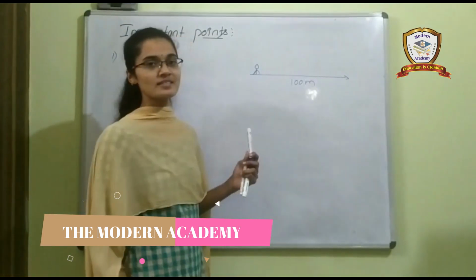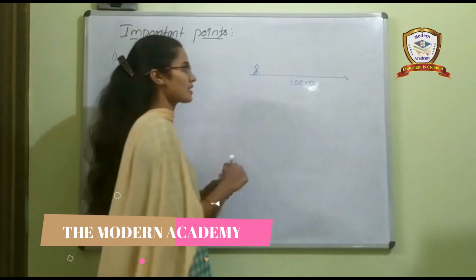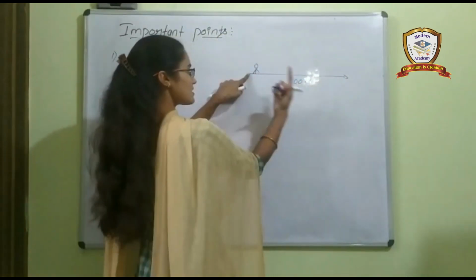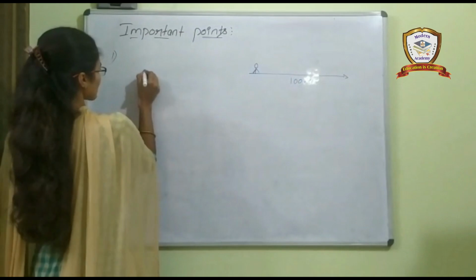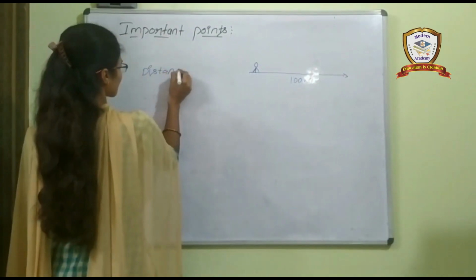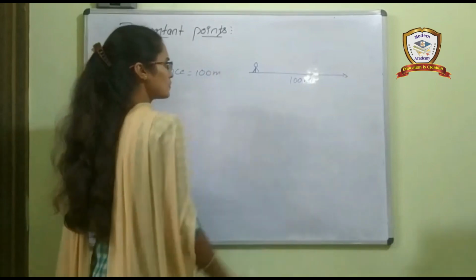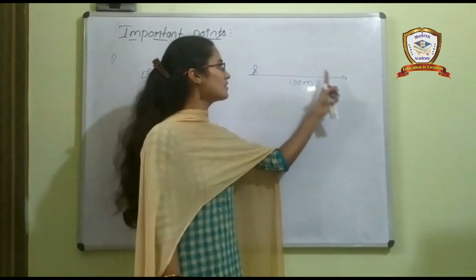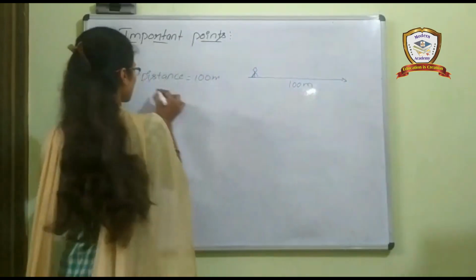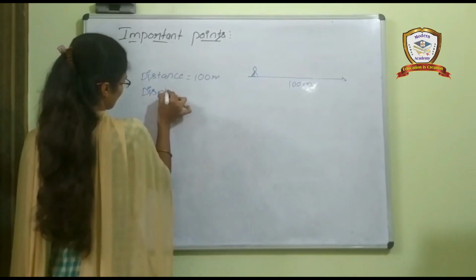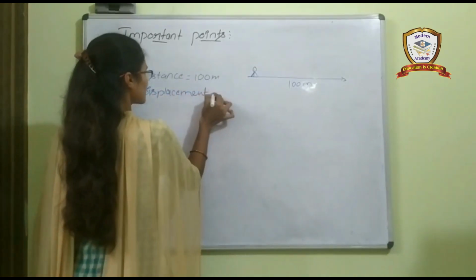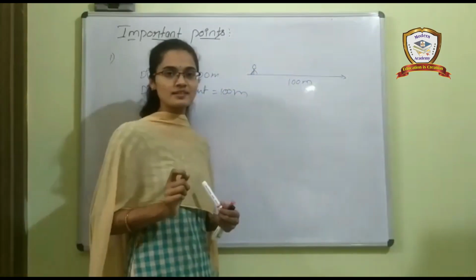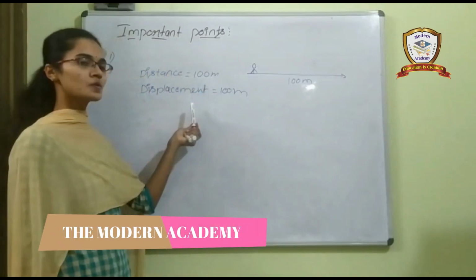Yes. What is meant by distance? The actual length of the path covered by a moving body. So here, whatever the length he covers, that we call a distance. How much here? 100. So distance equals 100 meters. And what about displacement? What is meant by displacement first of all? The shortest distance between initial and final point. How much is it? 100 meters. So displacement is also 100 meters. So distance is equal to displacement. When a body is moving in a straight line, the magnitude of distance is equal to displacement.